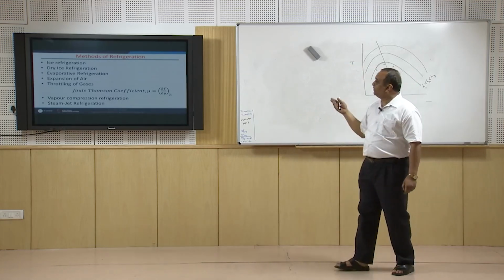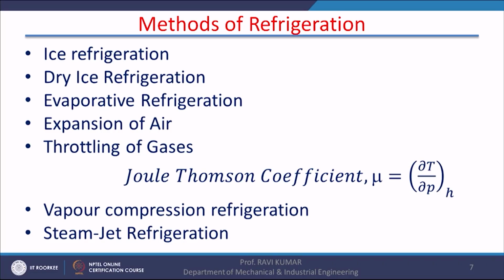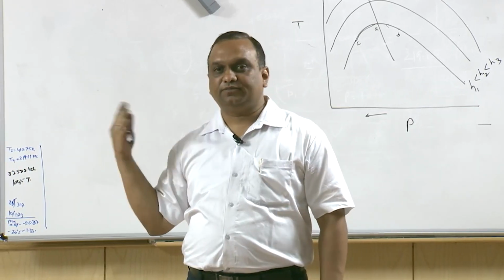Now, the remaining two, vapor compression refrigeration and steam jet refrigeration, are another two methods of producing the refrigeration effect. We will be discussing these two methods in detail in subsequent lectures.